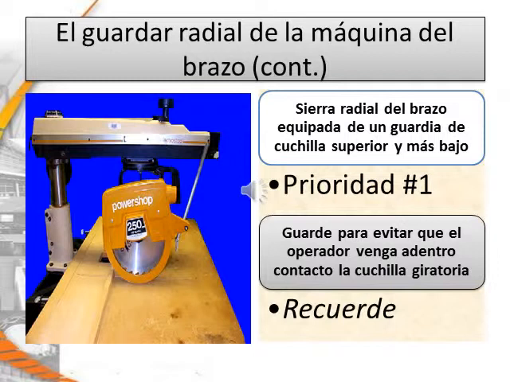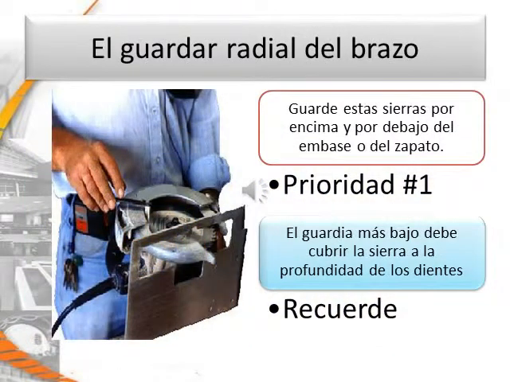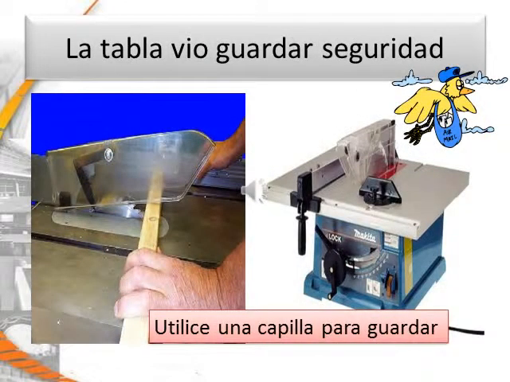The radial arm saw is equipped with an upper and lower guard. The purpose of the guard is to prevent the operator from coming in contact with the rotating blade. Guard these saws above and below the base plate or shoe. The lower guard must cover the saw to the depth of the teeth. Here we can see a picture of using a hood for guarding.